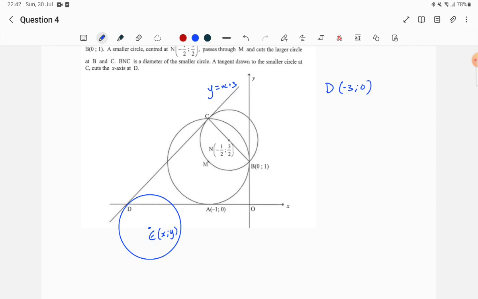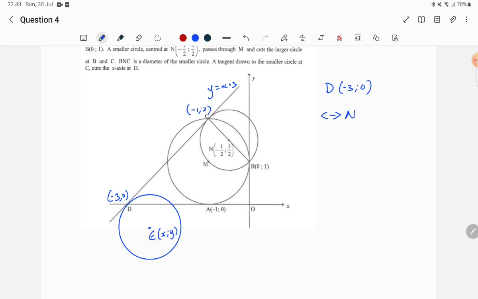So firstly, we need to move our circle from C to N. All right. So we know the coordinates of C. Let's just go ahead and put that in there. That's (-1; 2). We have N, we have D as well. Let's put it there so we have it.